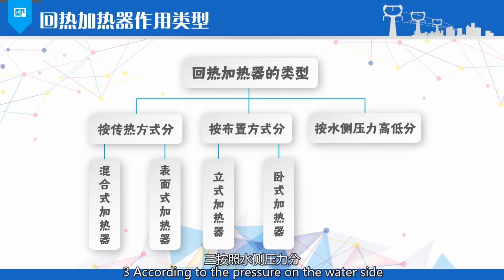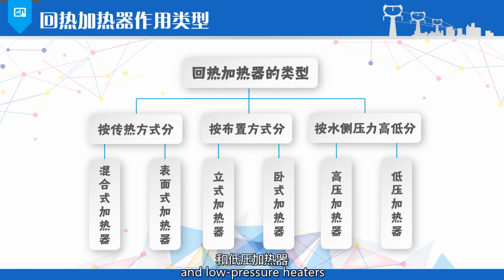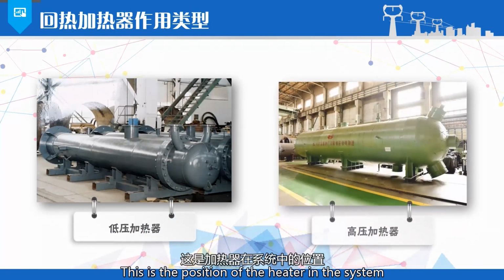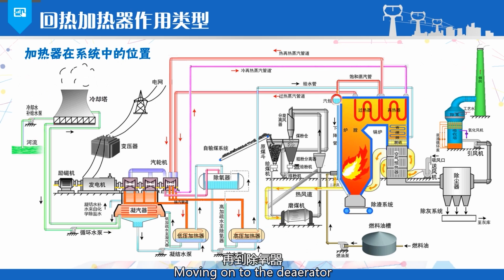Third, according to the pressure on the water side, heaters can be divided into high pressure heaters and low pressure heaters. This is the position of the heaters in the system. The water first goes through the low pressure heaters, moving on to the deaerator, then to the high pressure heaters.